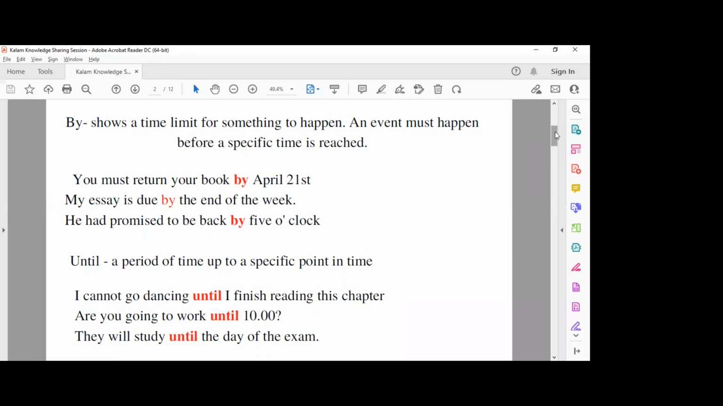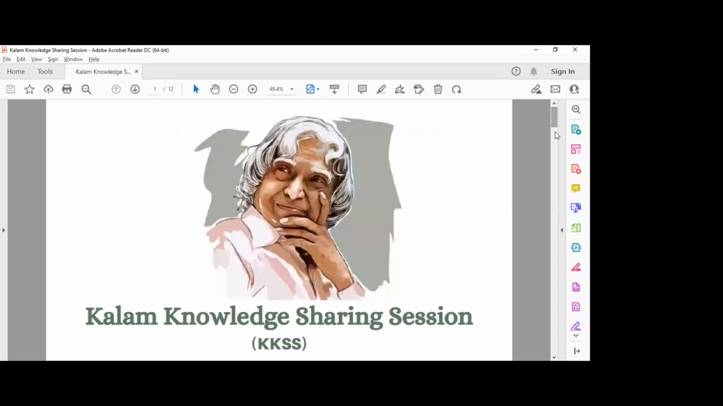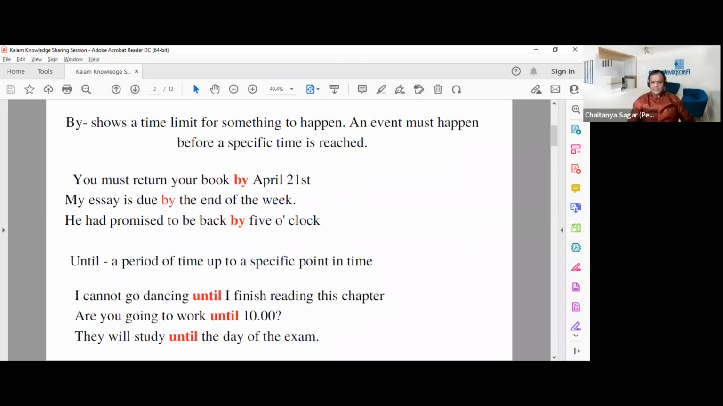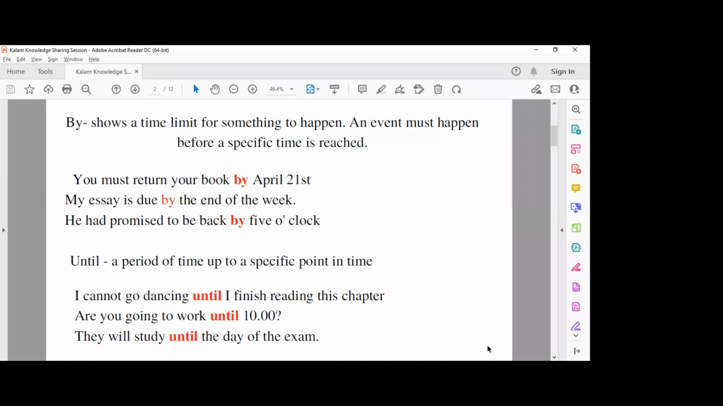Next one is: are you going to work until 10 o'clock? Here they are asking about a specific point of time. So in that case we have to use "until". Next one is: they will study until the day of the exam. Here in this case it is answering "when". They will study until the day of the exam. So in that case also we have to use "until".